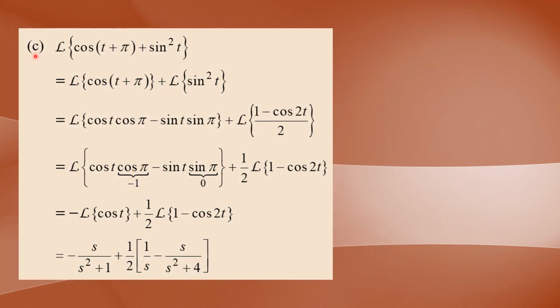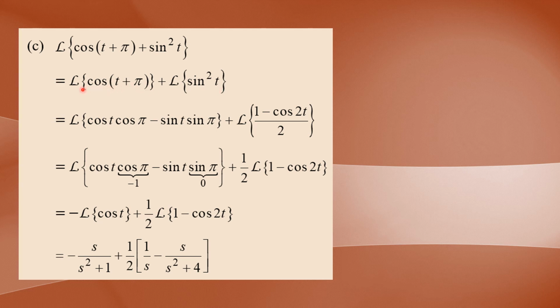Now we are at the last question, part C. Laplace transform of cos(t plus pi) plus sin squared t. The Laplace transform of the sum of these two terms, by the concept of linearity, is the same as the sum of the Laplace transform of each of these terms. So that is equal to the Laplace transform of cos(t plus pi) plus the Laplace transform of sin squared t.